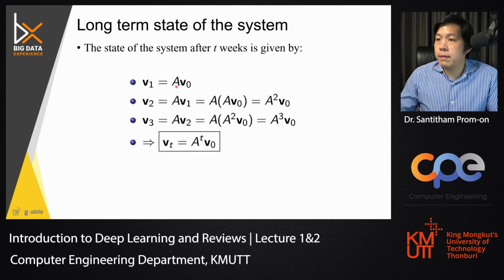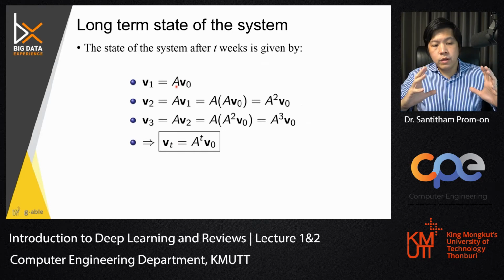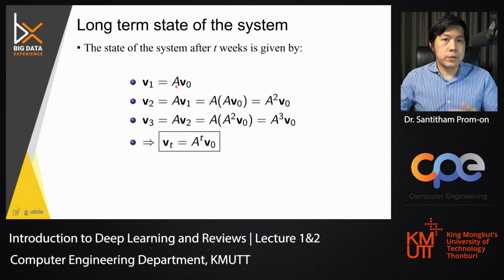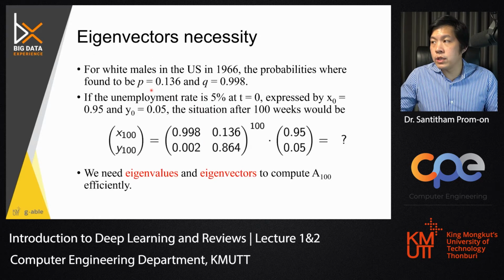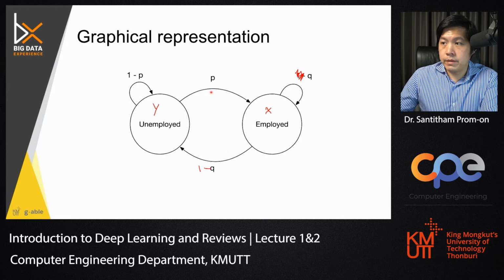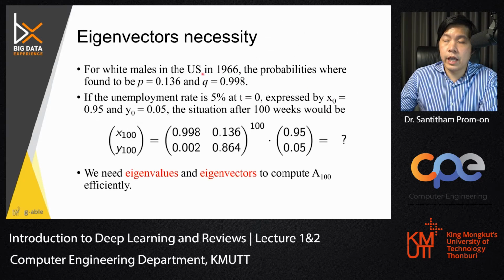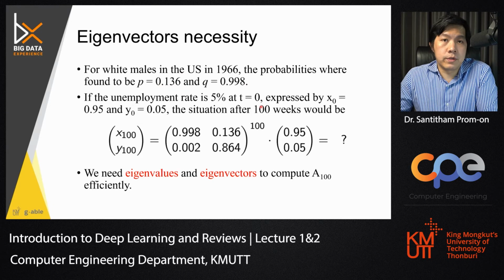Computationally, you can multiply the transition matrix. Think about that: if you multiply it 1 time, that's 1 week; 2 times, 2 weeks. So if you multiply it t times, you get the transition for t weeks. Suppose that P is the probability of getting a job, and Q is the probability of retaining a job. We have values of P and Q like this: 99% to retain the job, and about 14% to get a job.